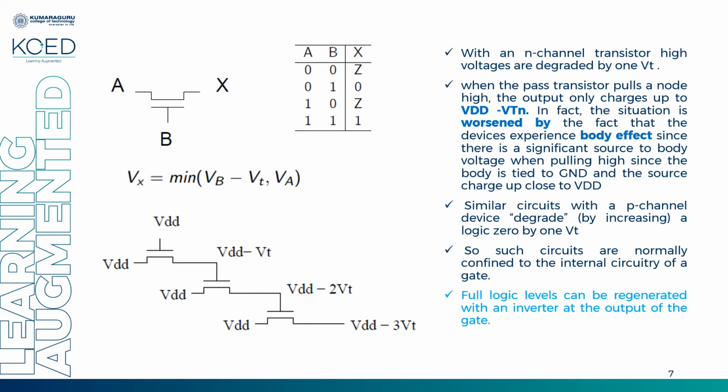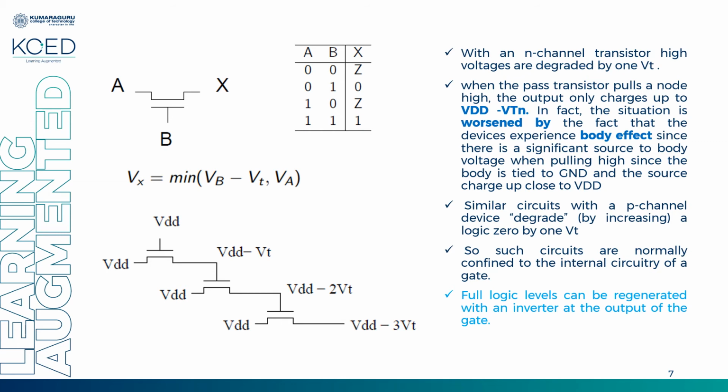This gets further worsened when you have more body effect in your circuit. This is called the VT effect, one of the major disadvantages of pass transistor logic. This leads to another minus point of PTL: you cannot use more than one pass transistor to drive another pass transistor. One pass transistor can drive only one or two pass transistors. More than that, it cannot drive. That is why you use it only for small array applications or smaller logic applications.